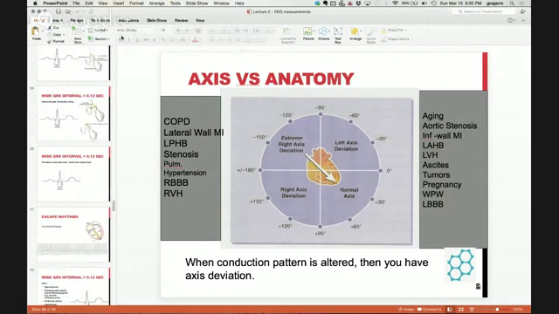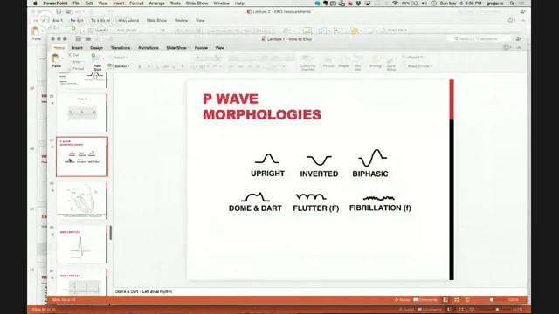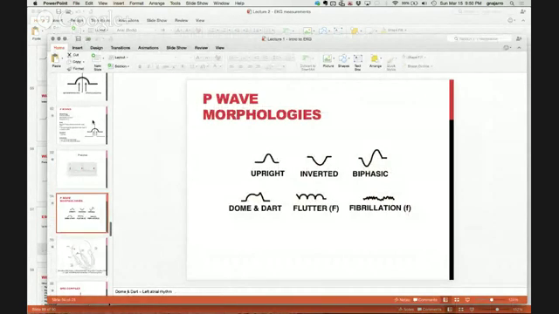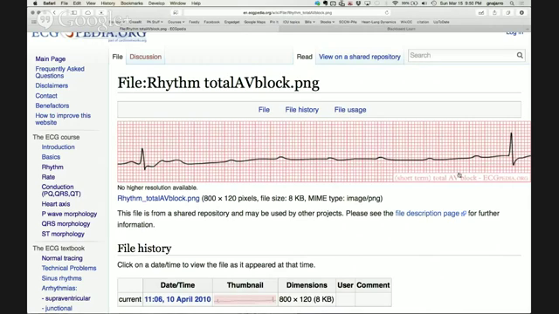Maybe it's in the first talk. There you go. P waves. So normally in lead 2, they should be upright, and lead 1 as well. Inverted in AVR, and biphasic in V1. Remember, the first half is representative of the right atria, and the second half is representative of the left atria. So here this is probably lead 2.